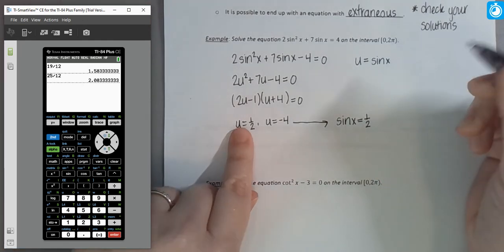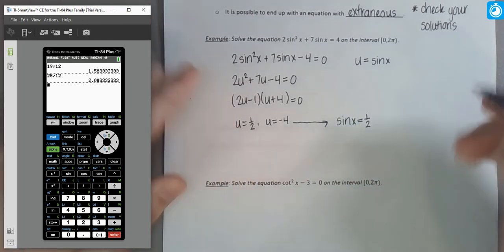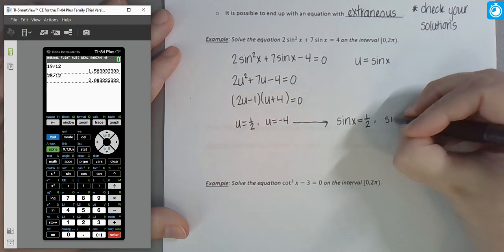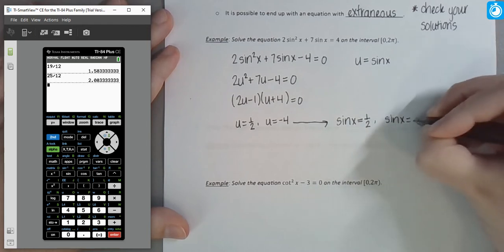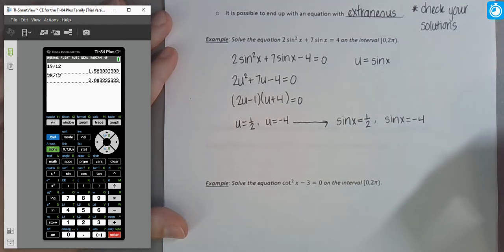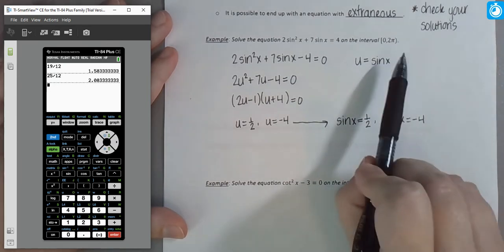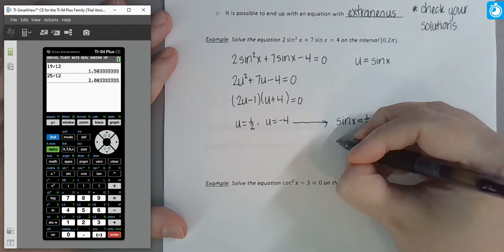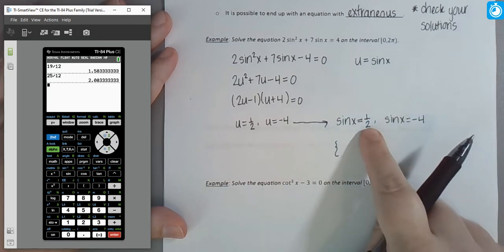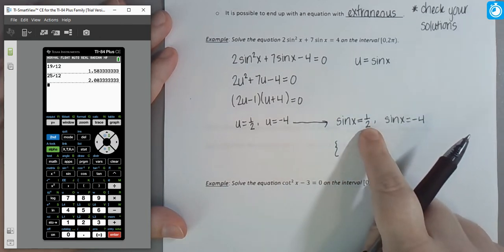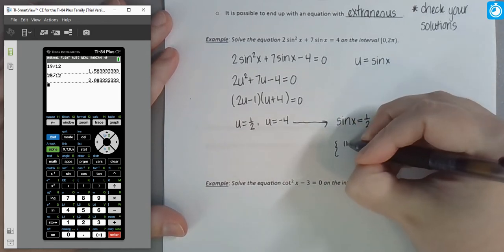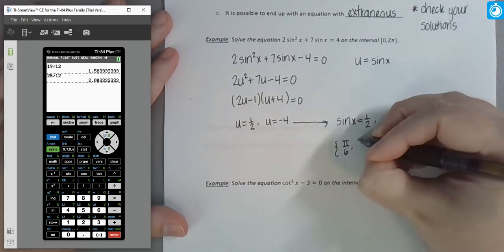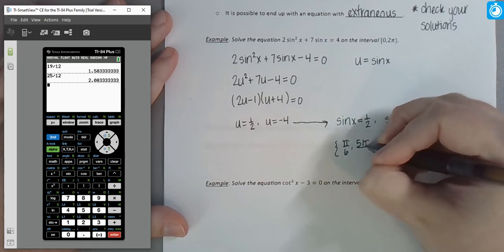So for the first equation, we have sine of x is equal to 1/2, and then for the second equation, we have sine of x is equal to -4. So within the interval from 0 to 2 pi, what values of x give me a sine of 1/2? In other words, the y-coordinate at these radian measures is 1/2. Well, that's going to be pi over 6 and 5 pi over 6.